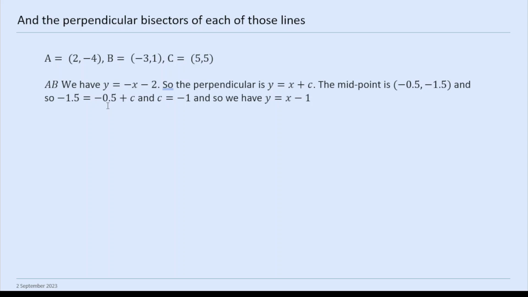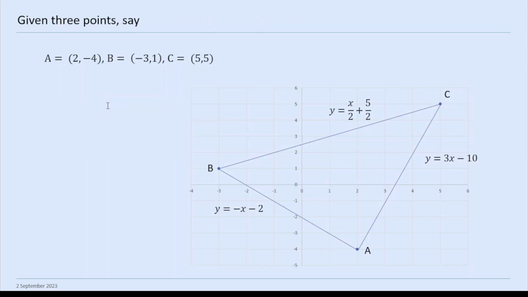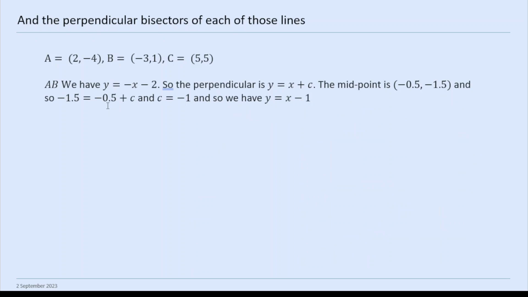So here, let's do AB first. So AB, we do the midpoint of AB, which is just the average of the points A and B, which is (-1/2, -1.5). So it's just literally minus 3 plus 2 divided by 2 is minus 1/2, and then it's 1 minus 4 divided by 2 is minus 1.5.